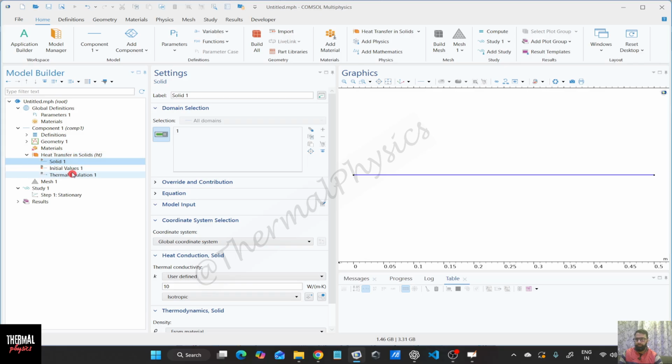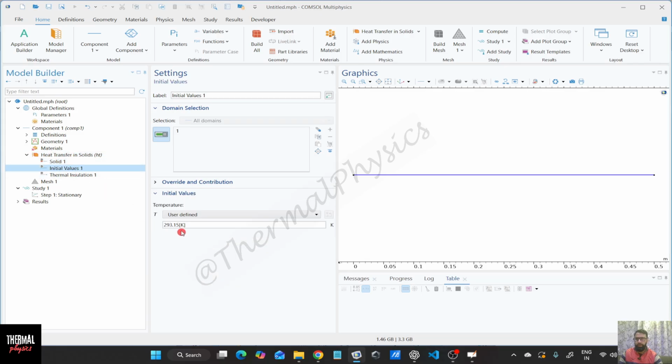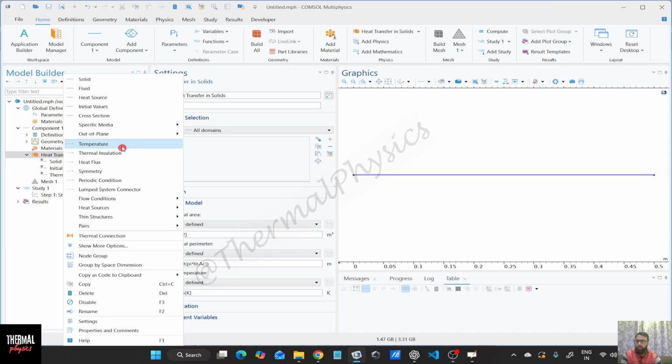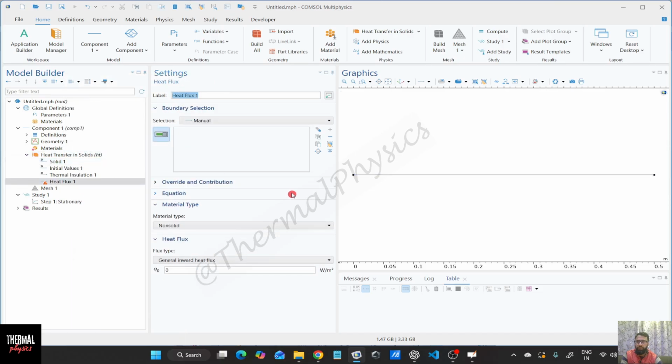Then we will initially keep it as just a steady state problem. So initial temperature can be anything. Let's keep it 300 Kelvin. Then heat flux on the left side. So heat flux on this left side, its value is 1000 watt per meter square on this side.